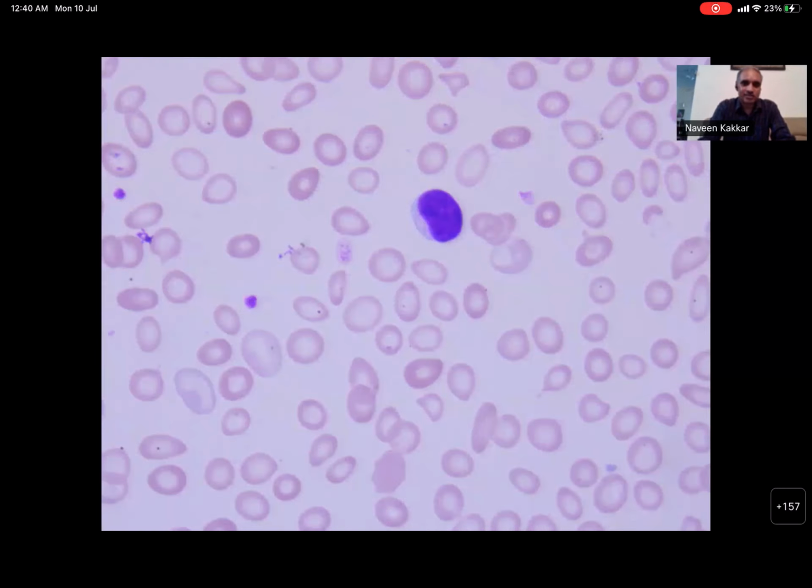So my next slide is the same case, but any comment on this particular field? I guess polychromatic cells also. Okay, an occasional polychromatic cell here. Very good. So that means the marrow is responding to the anemia and throwing up immature RBCs. The reticulocyte count is likely to be higher in this case.